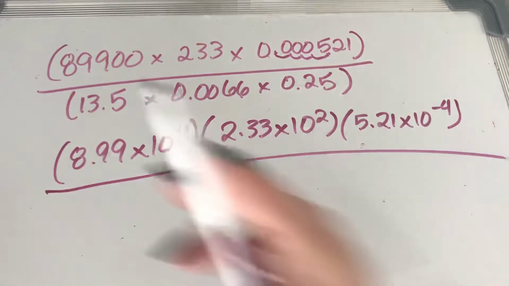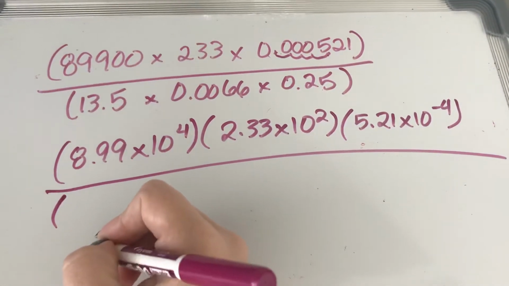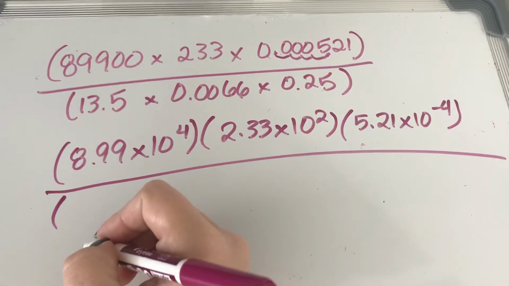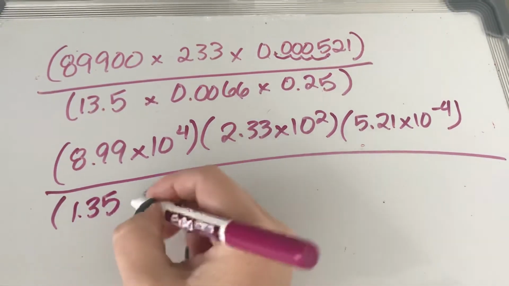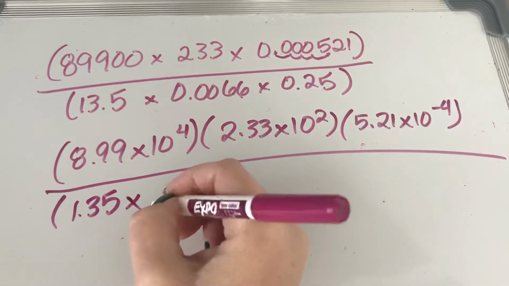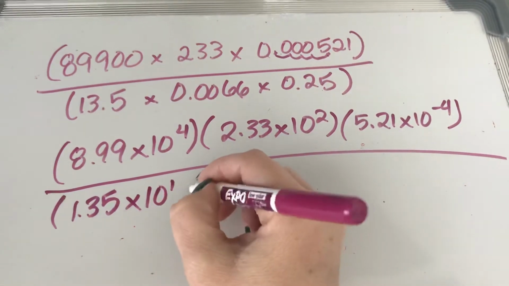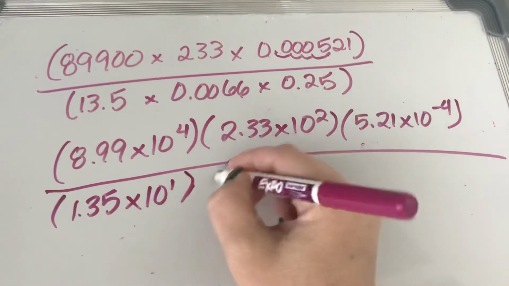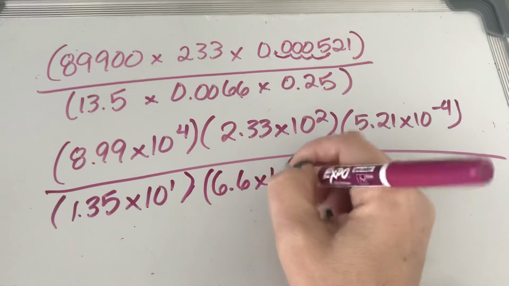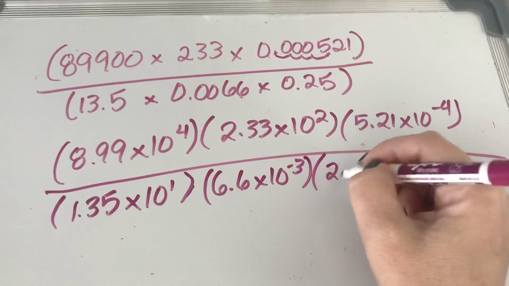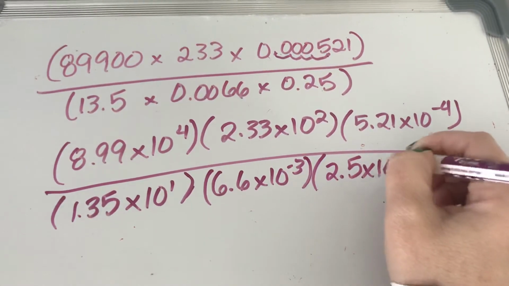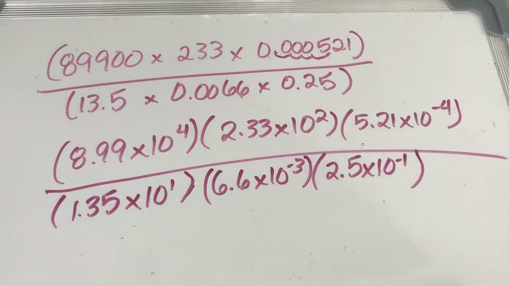So that's our top, and then our bottom, what do we got? 1.35 E1, 6.6 E negative 3. I like it. Yep. And 2.5 E negative 1. Perfect. Awesome. So now we've got everything in scientific notation. We're good to go with that.